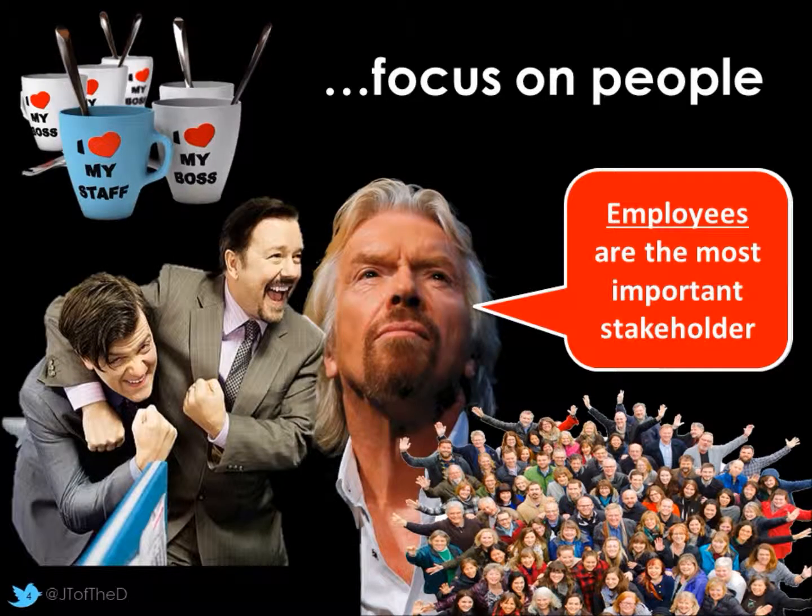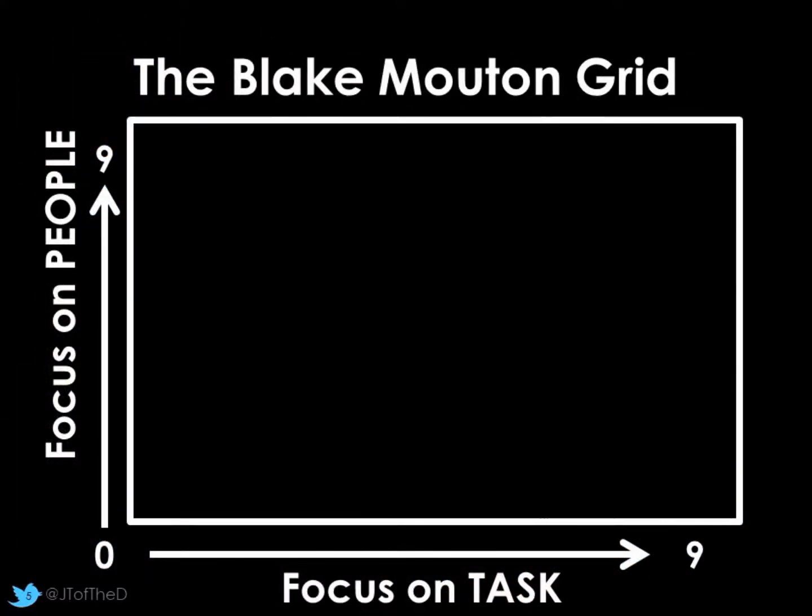While this suggests a focus on people is important, obviously there are times when focusing on the people but not the task can be counterproductive. This is The Office. I suggest you go and watch it if you haven't seen it. So Blake Mouton generated a grid which scales from 0 to 9 in terms of the focus on task and the focus on people, as shown here, and identified 5 points where a leader may be.